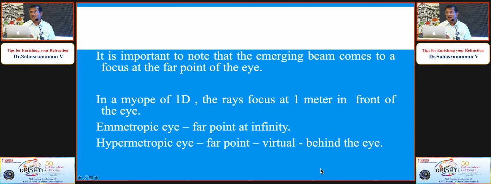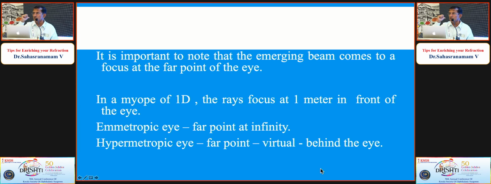If it's an emmetropic eye, the rays are reflected back, and the far point of the emmetropic patient is infinity. So the rays will go and focus at the far point, which is at infinity. So when the patient's far point is at infinity, you can use a lens which depends upon your working distance to bring it to focus at your eye. So if the patient is emmetropic and the rays of light are divergent and it goes to infinity, if your working distance is 1 meter, if you put in +1, the far point of the patient will become your eye.